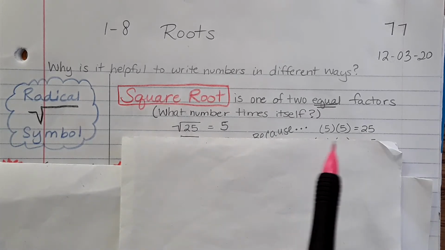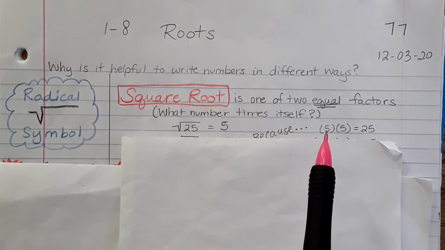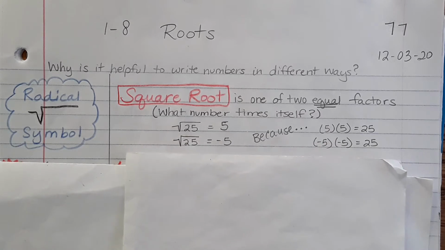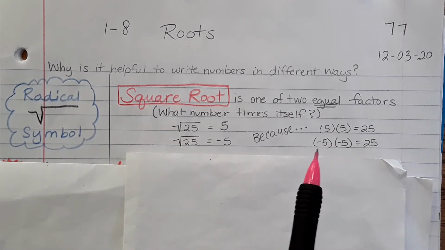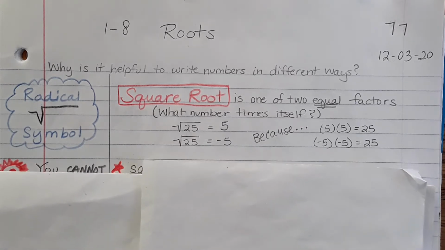The 5 is one of two equal factors, or if you ask yourself what number times itself, 5 times itself is 25. The answer is also -5 because a negative times a negative is still a positive. So it actually has two different answers, a positive and a -5.